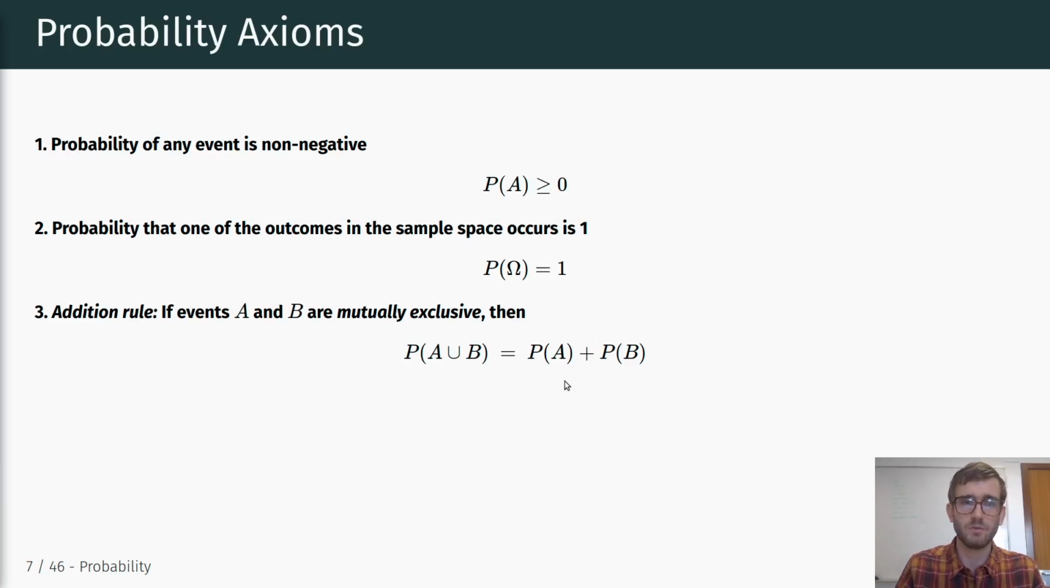Okay, so this little cup symbol indicates for 2 sets the union of those 2 sets, or in other words, it's the probability of A or B happening. Okay, and if both are mutually exclusive, then that is just the sum of the 2 probabilities.